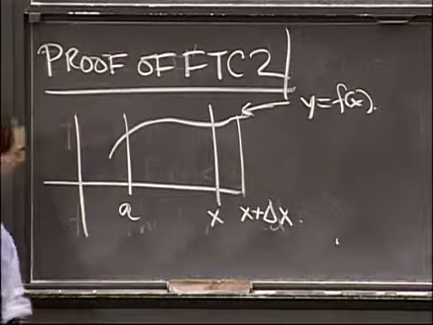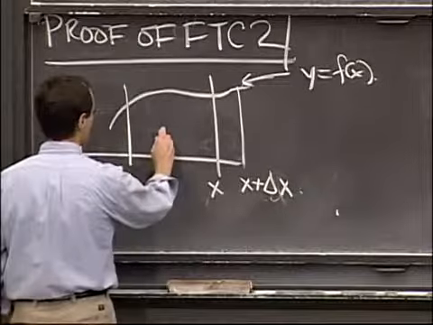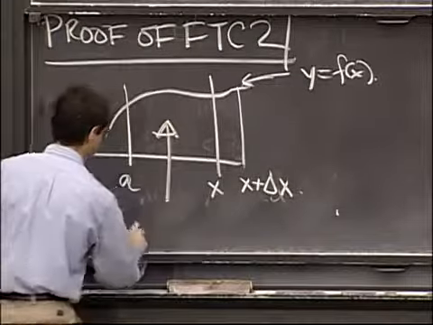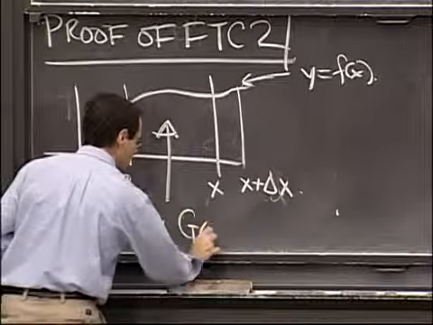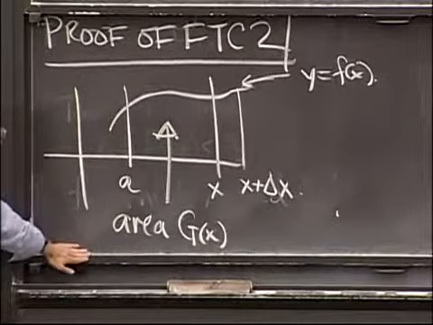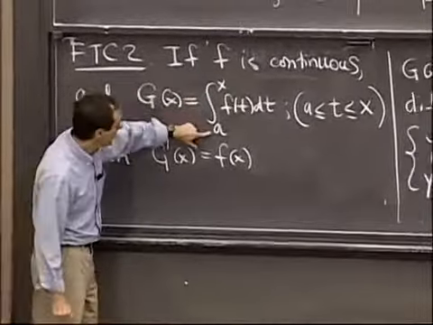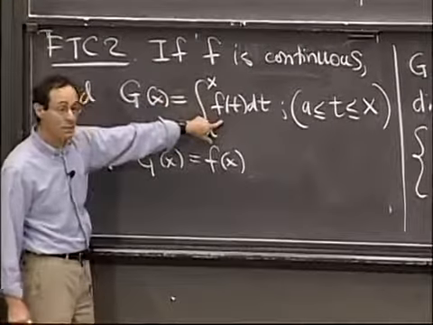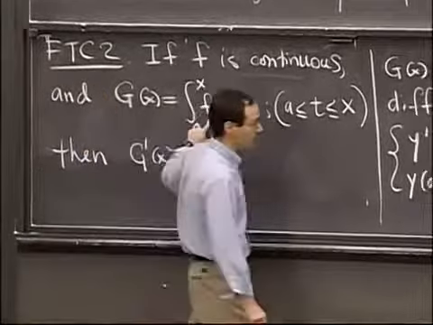And now the pieces that I've got are the area of this part. So this has an area which has a name. It's called g of x. By definition, g of x, which is sitting right over here in the fundamental theorem, is the integral from a to x of this function. So it's the area under the curve. So that area is g of x.